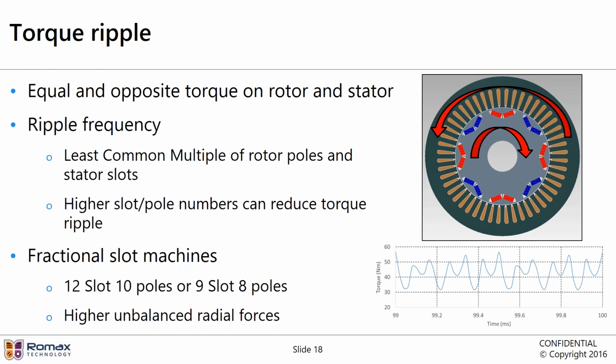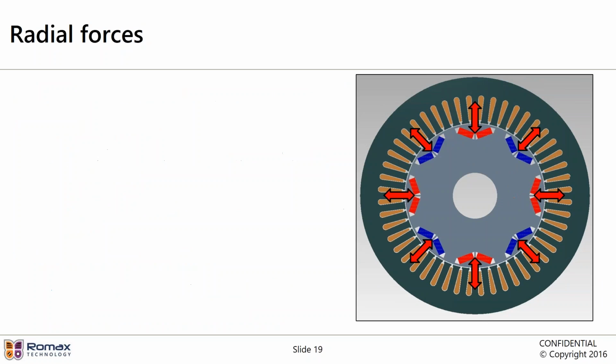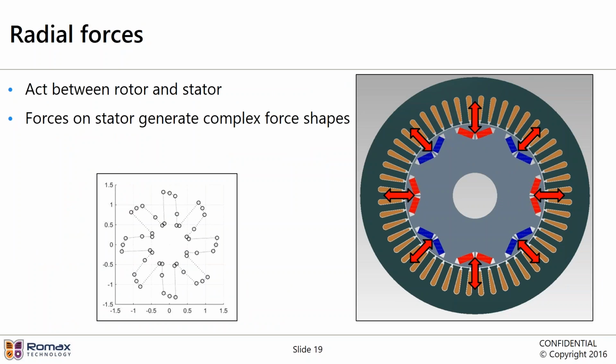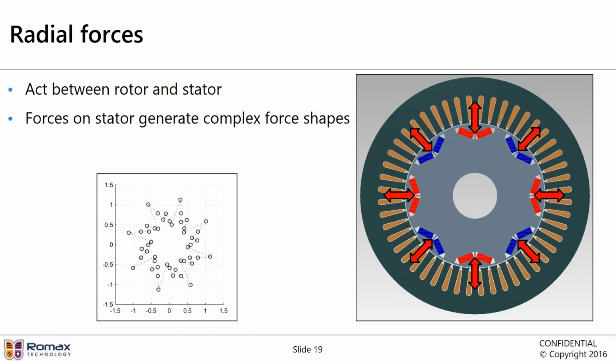Generally, higher slot pole numbers can increase frequency and reduce issues for torque ripple. Fractional slot machines are interesting because you can use different slot pole combinations to get high least common multiples and therefore lower torque ripple. So for example, the 12 slot 10 pole or the 9 slot 8 pole machine. Although these are good for low torque ripple, they can have high radial forces. So you should take that into consideration when using these kinds of machines.